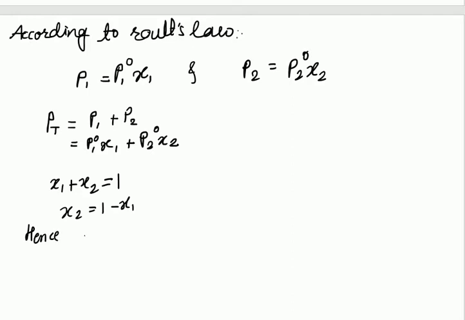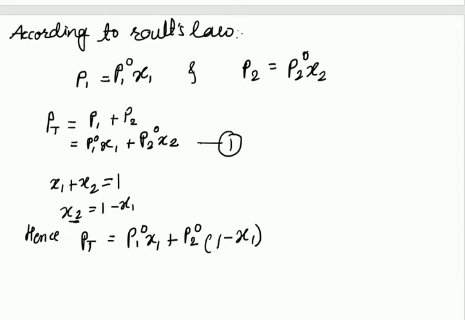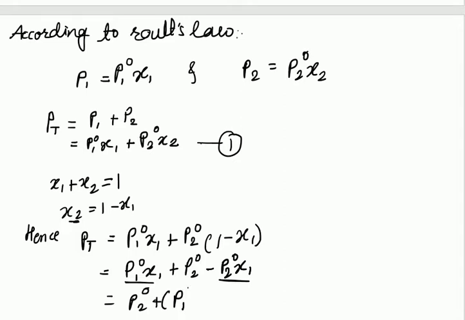Hence, total vapor pressure of solution is equal to P10 x1 plus P20 x2. Here, in this first equation, we will put the value of x2 as 1 minus x1, then we get P10 x1 plus P20 multiplied into the bracket, so we get P20 minus P20 x1. So, if we solve this, then we get P20 plus, in this term, P10 x1 and P20 x1, we get x1 as common. So, P10 minus P20 into x1.